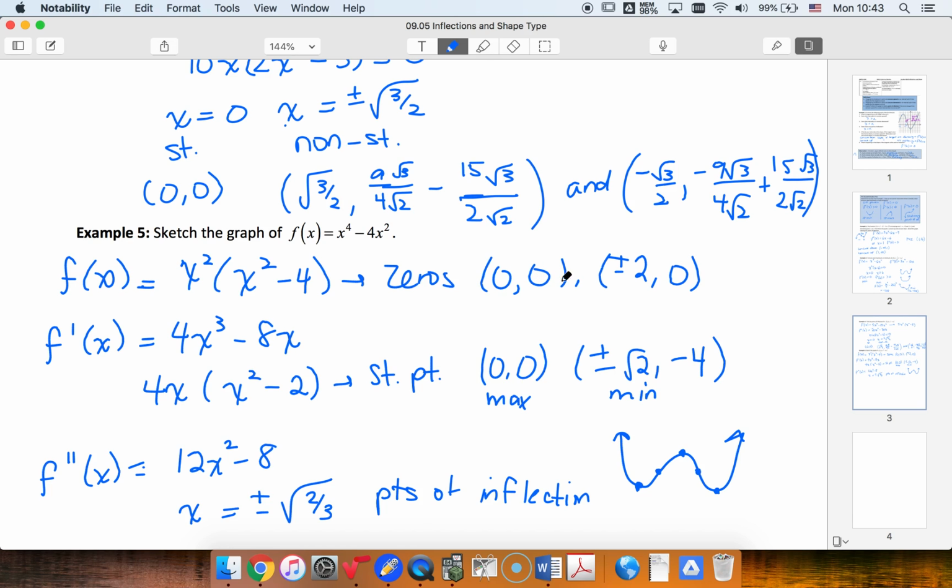Further, I know that this is one of my zeros, so I know that my x-axis is going to come through here. Here's my y-axis, pretending like it actually goes through that point. So I could come back and say that this point is negative 2, this point is 2. Down here is my positive root 2, negative 4, negative root 2, negative 4. Points of inflection are plugging in square root of 2/3 to find the y values.